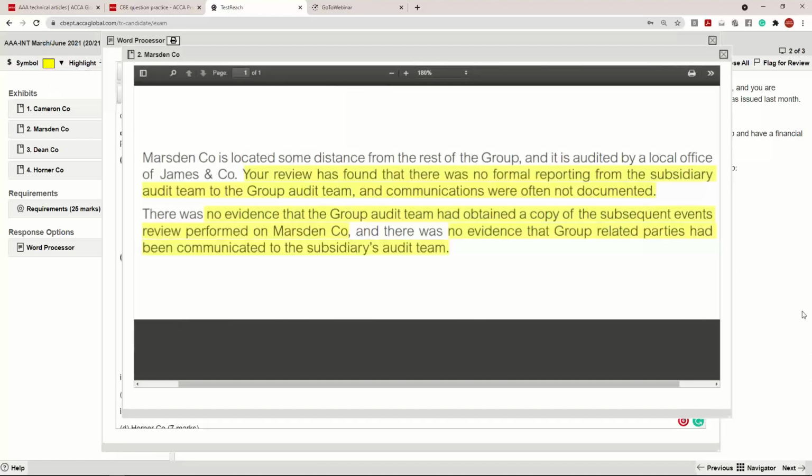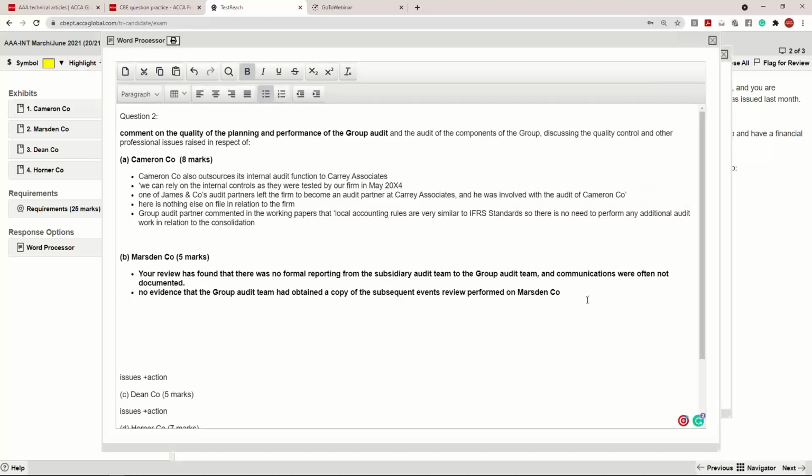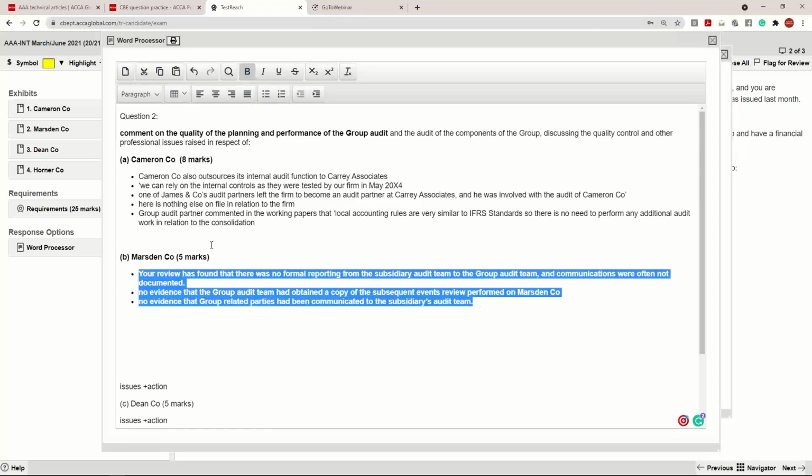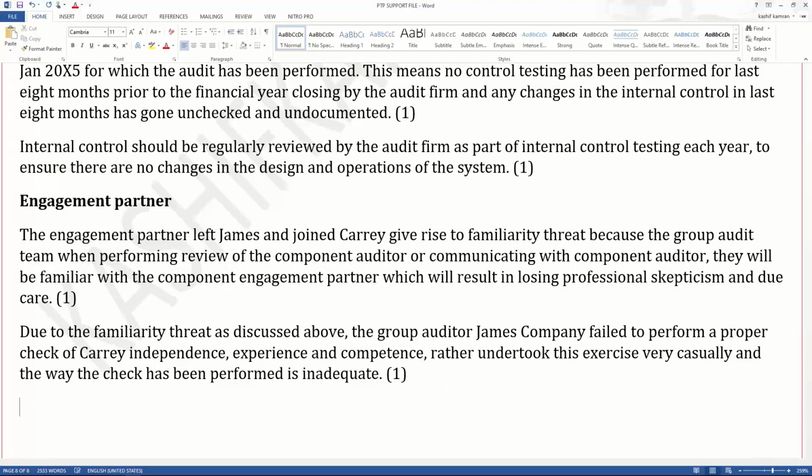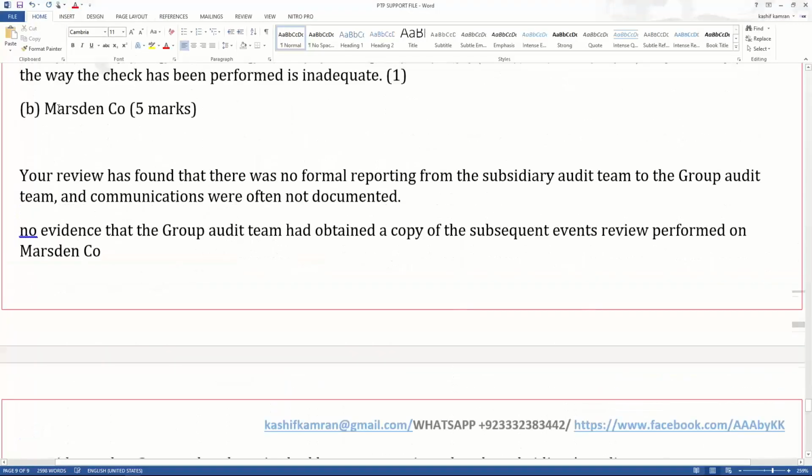So how many issues do we have here in this small case of Marston Company? Three. See, you copied them. Now you need to develop them into an answer. If we write three issues and two actions, we'll get to five. That's not a difficult task, right? So let's copy these three issues I found for Marston Company, take them to my word processor, and write an answer for Marston Company.